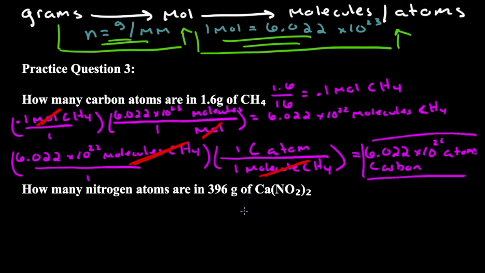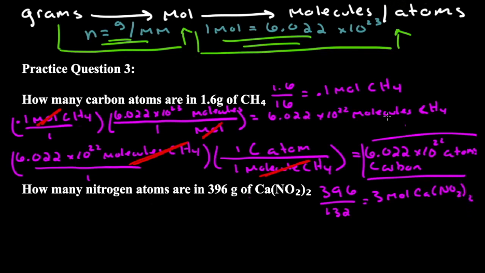For this next question, we have 396 grams of this chemical right here, and we want to find the number of nitrogen atoms. So we're going to go from grams to moles, and we'll do this equation right here. I'm going to say that I have 396 grams divided by the molar mass of this chemical, which is going to be 132, and that's going to be 3 moles of Ca, and we have NO2, and we have 2 of them.